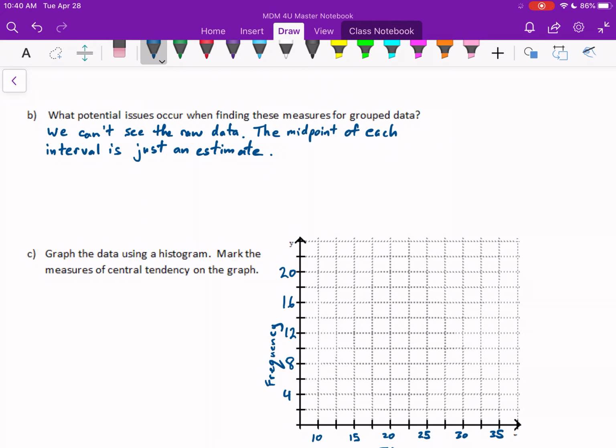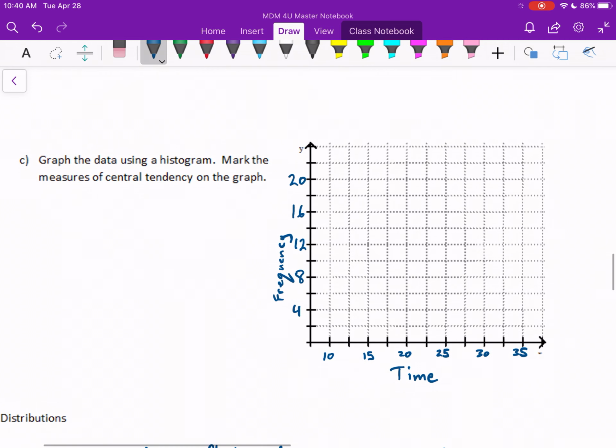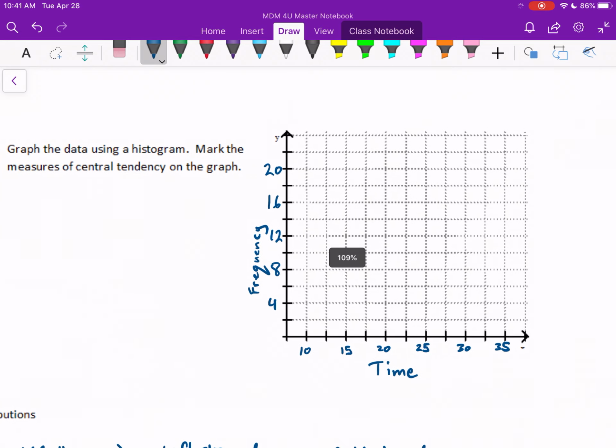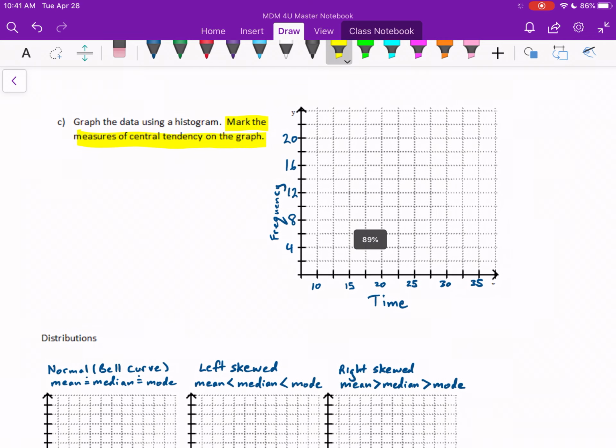Okay, graph the data using a histogram. So I got this set up a little bit to try and save time. We got time in minutes on the bottom. We got frequency on the left side. Remember, we've got our mean, median, and mode of 21.1 and 22.5 and 17.5, which we're supposed to mark on once we've got the histogram drawn.